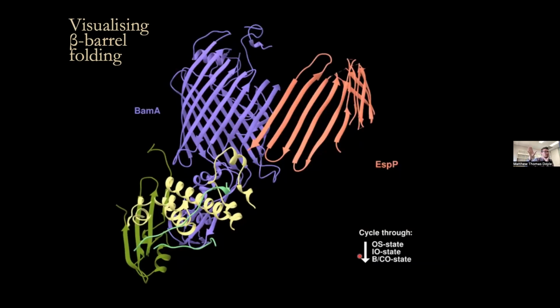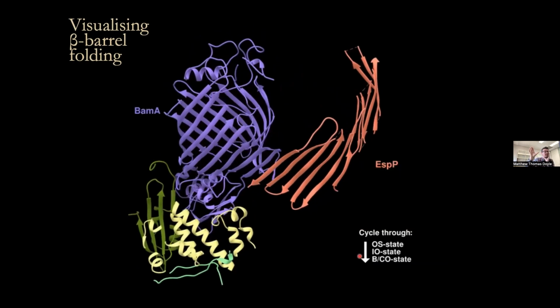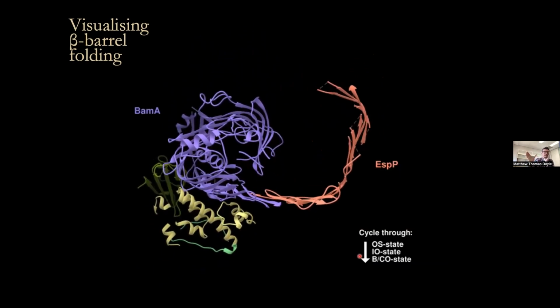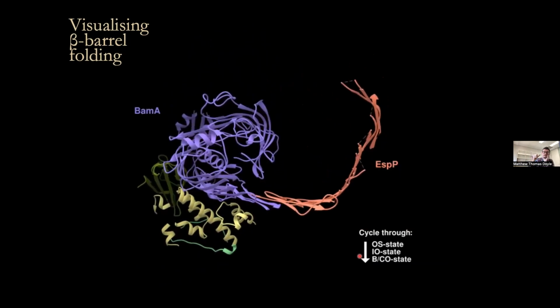Okay, so this will play through again. And now we're rotating and looking down on top of the cell. And so we think that it's basically folding in on itself.